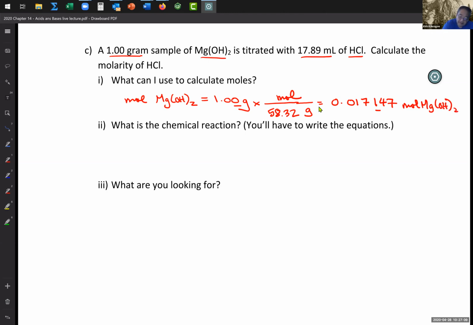Now, so that's, we did part 1, right? Calculated moles. Part 2 is what's the chemical reaction? So you have to write that out. So I'm going to have Mg(OH)2 plus HCl. And again, this is one of those double replacement reactions. So you're going to write out magnesium ion, hydroxide ion, etc. Okay, and then hydrogen ion and chloride ion, and do the double replacement. But for these kinds of acid-base reactions, I'm going to show you a shortcut.